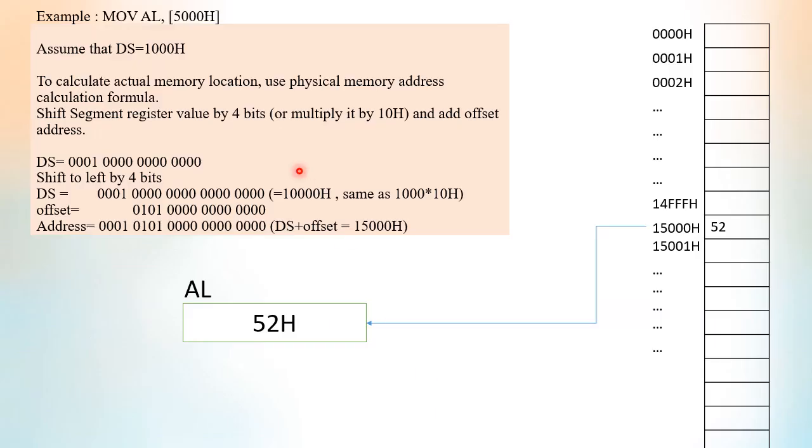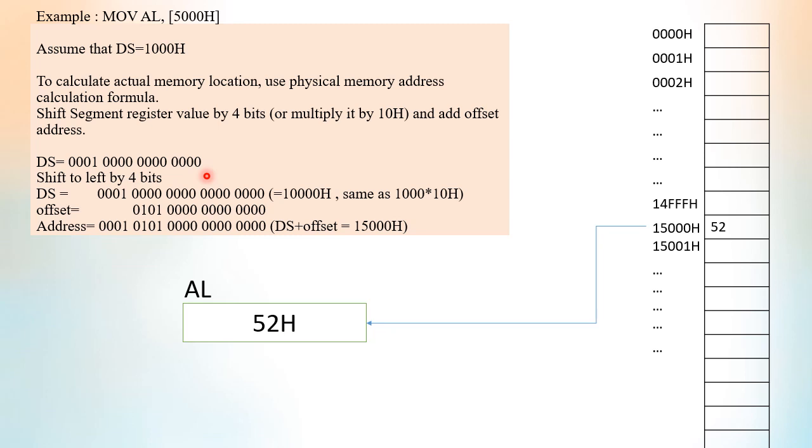Let us see an example. MOV AL, [5000H]. This means we have to bring the value at offset 5000H in the data segment to the register AL. Assume that the data segment value is 1000H. So how can we find out the actual physical memory address? So what should we do?